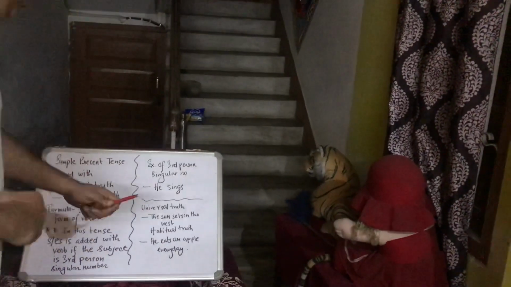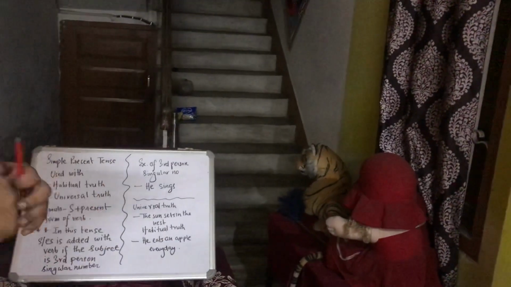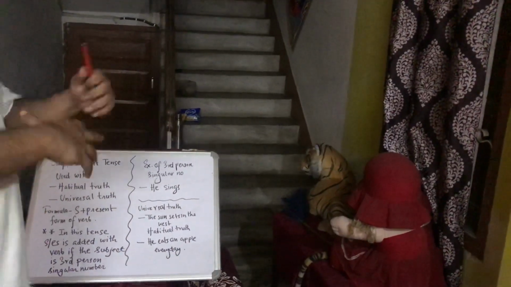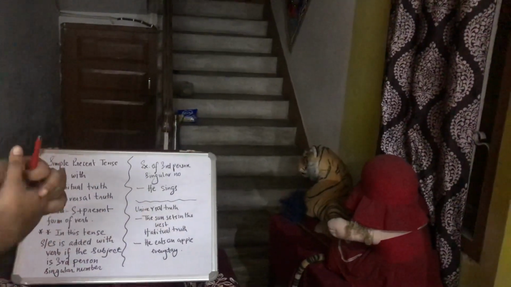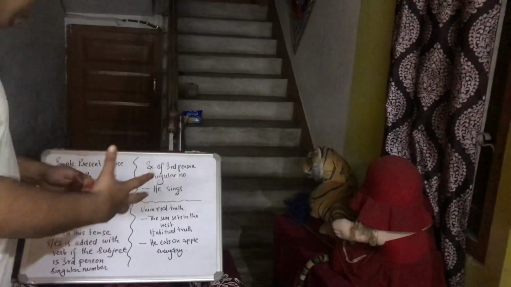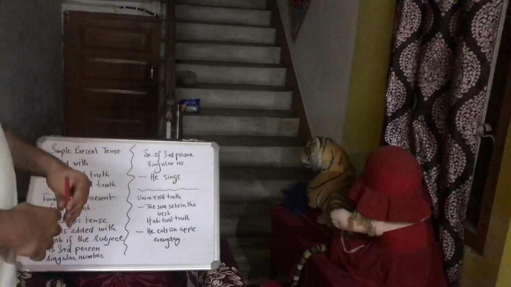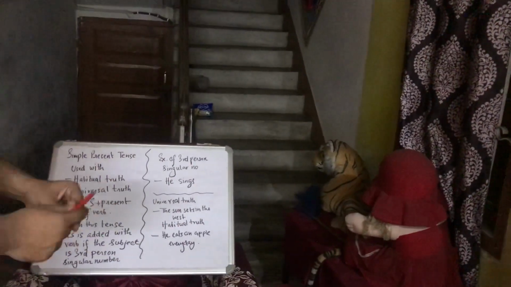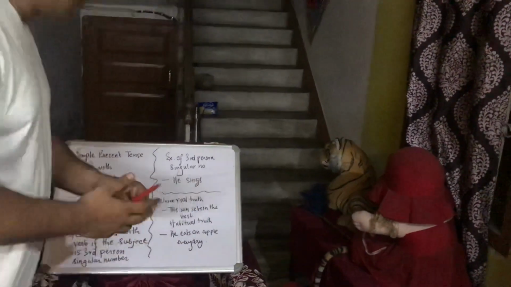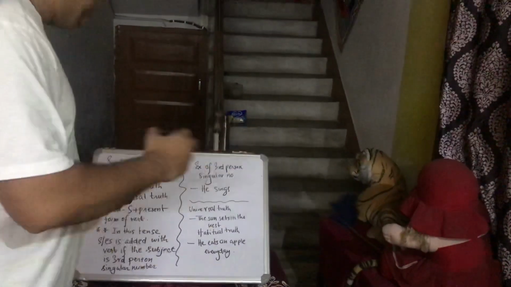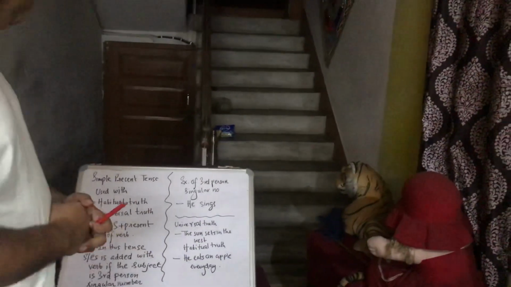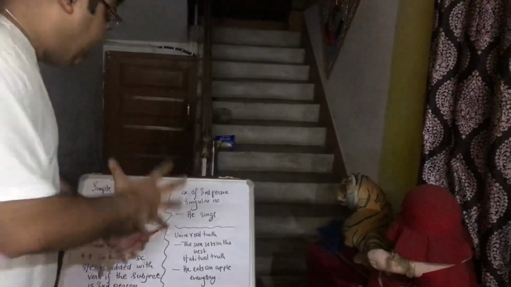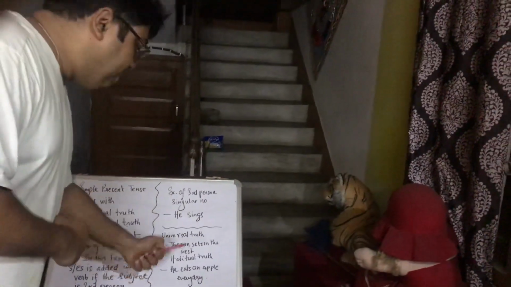Habitual truth: he eats an apple every day. A habit that continues for a long period of time, a verb that is continued for a long period of time, becomes a habit. And over here also you can see that the subject he is used, and so the verb becomes eat plus s is equal to eats because he is third person singular number. Had it been anything other than third person singular number, it would have been eat.